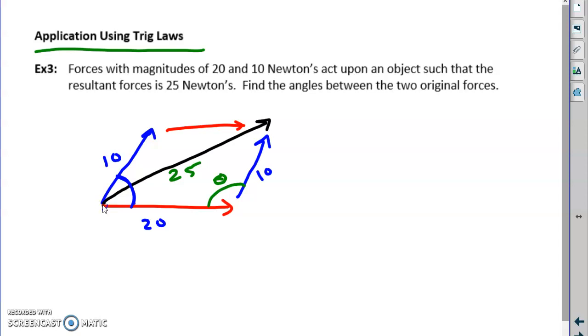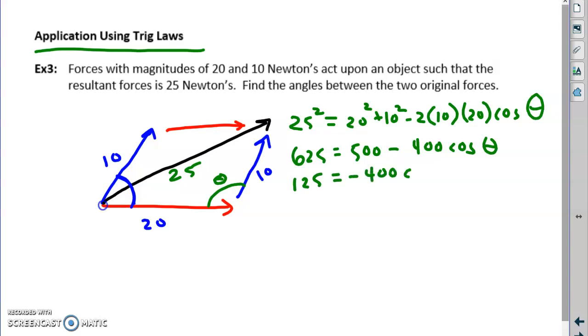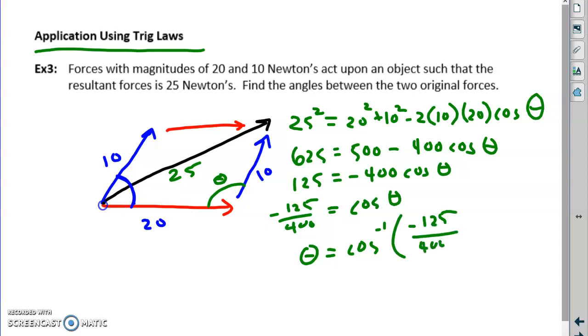Pulling back an old tool, we're going to find theta by saying 25 squared equals 20 squared plus 10 squared minus 2 times 20 times 10 times cosine of theta. 625 equals 20 squared plus 10 squared, which is 500, minus 400 cosine theta. Don't forget your good operation work here. Subtract the 500 first. Then we're going to divide off that negative 400. Theta equals cosine inverse. So that theta is 108 degrees.